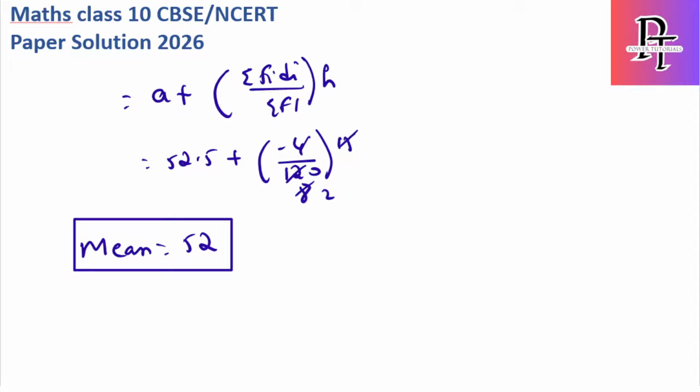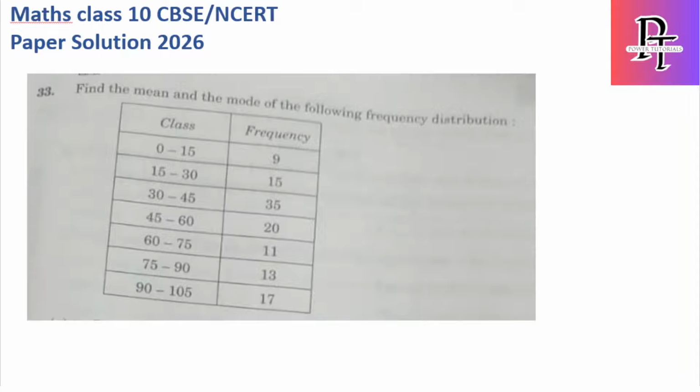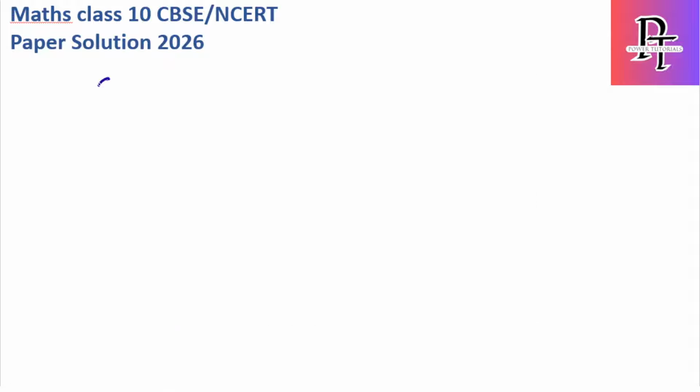Okay, same way we have to get the answer for mode. This is a bit lengthy when compared to previous questions, but there will be definitely other questions as well where you have to do it faster. So for this the first point is lengthy, that is you have to draw the tables. Let's do it again. Class and frequency. Mode definitely will be less time consuming when compared to the other one.